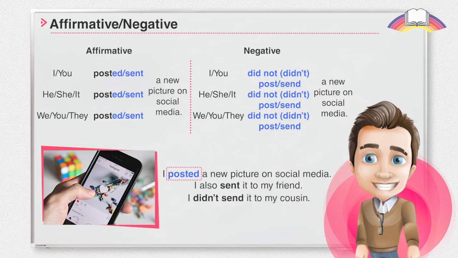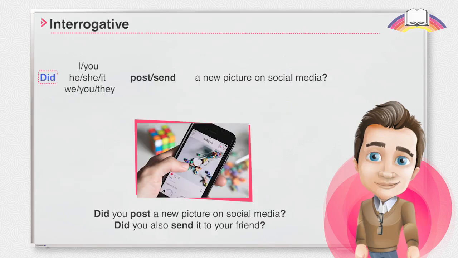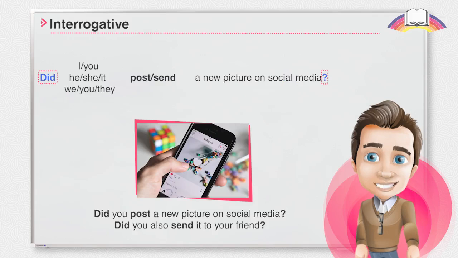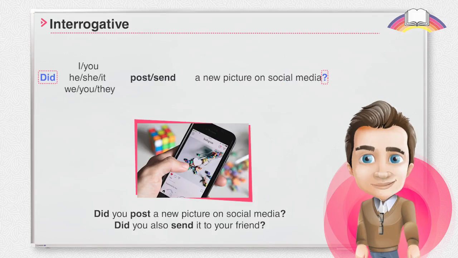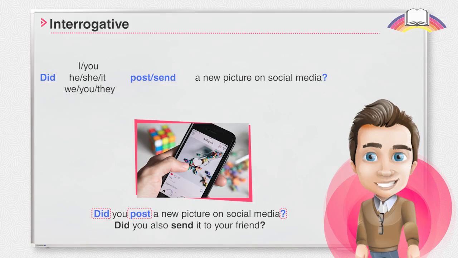I posted a new picture on social media. I also sent it to my friend. I didn't send it to my cousin. To form the interrogative, we put did before the subject and a question mark at the end of the question. When we use did, the main verb returns to the base form. Did you post a new picture on social media? Did you also send it to your friend?